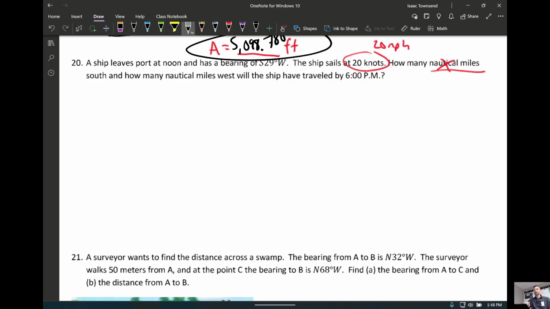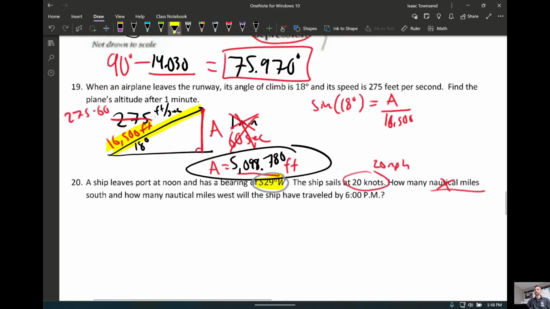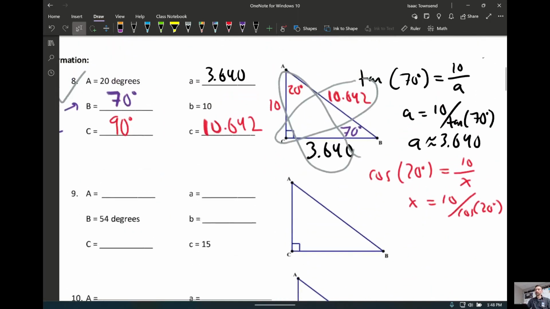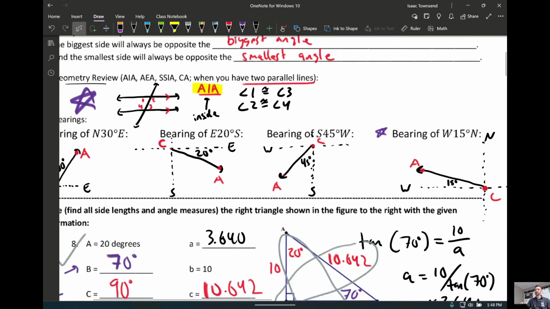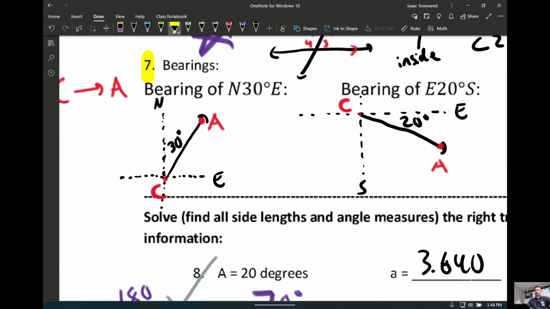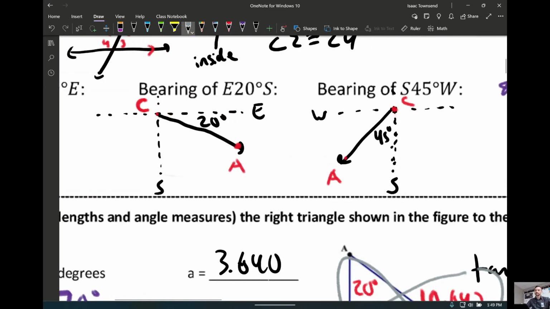The other thing is, this is the first one that has a bearing. You're going to have to take a bearing south 29 degrees west. So you probably saw bearings for the first time last class. At the top of your page, it might be a good quick reminder that a north 30 degrees east bearing would start at the north line and turn 30 degrees towards east.